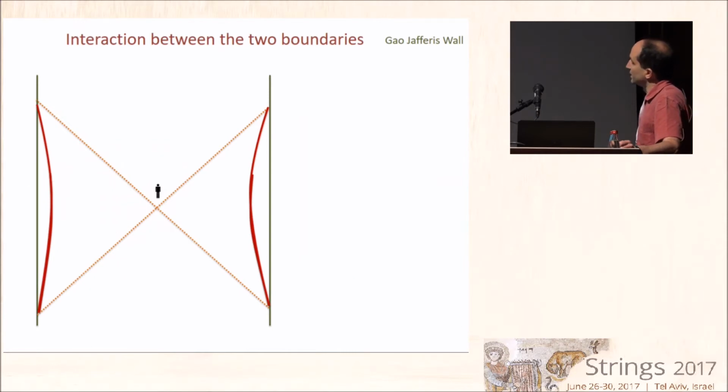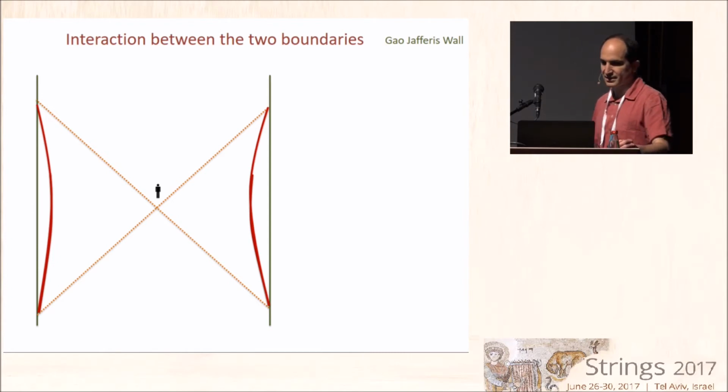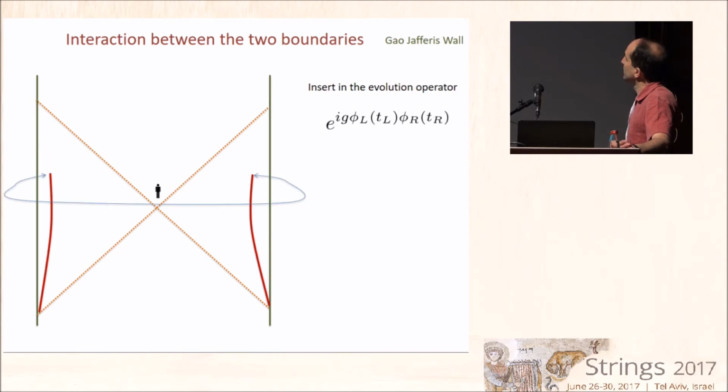So far we discussed what happens when you send in particles from one boundary, and now we'll discuss some other effect that occurs when you put some interaction between the two boundaries. Imagine that we have these two boundaries. They are evolving independently from each other. And now we put in an interaction between the two. So we are adding in a term in the evolution operator, which is the product of a field here in the left side and a field here in the right side.